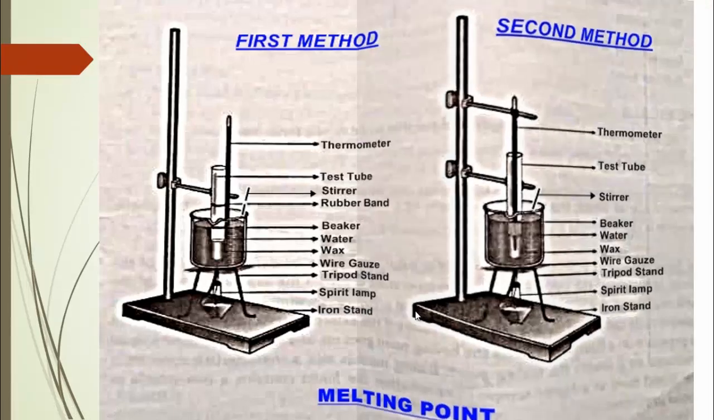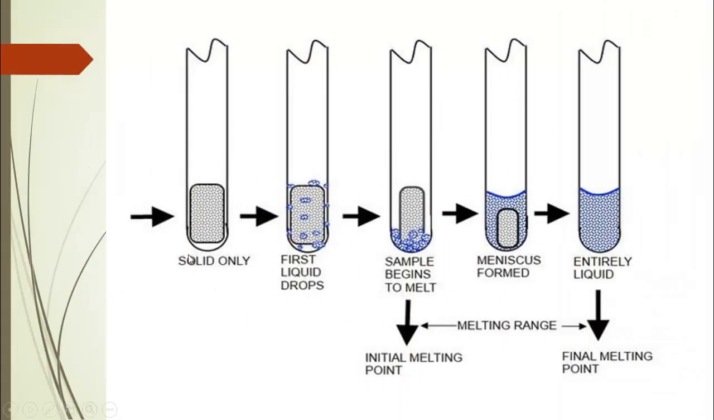Now follow here, inside the capillary tube, how wax is melted. Here actually wax doesn't melt at a specific temperature. Here wax starts to melt at a range of temperature.